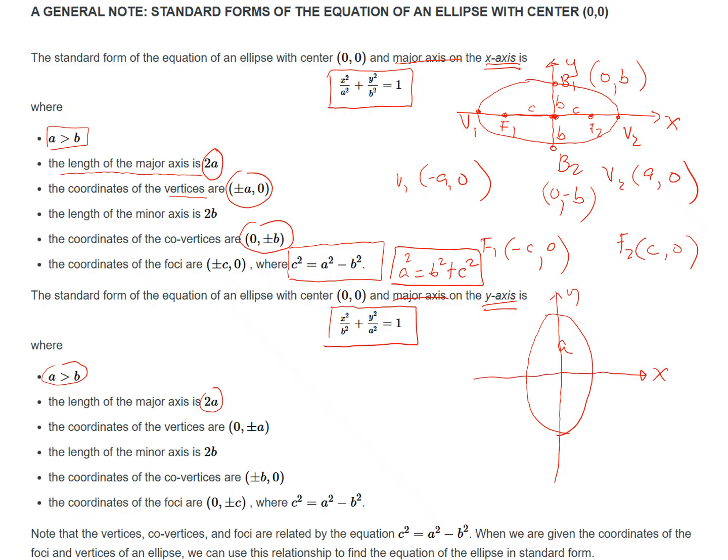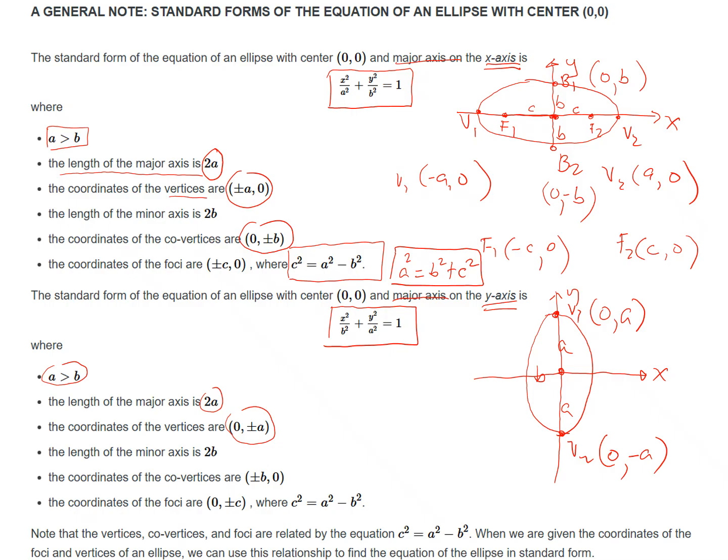So this is still a, and this is b. The coordinates of the vertices are (0, a) and (0, minus a). These are the vertices, v1 and v2. For the abscissa of v1, since this is on the y-axis, that is 0. And going up from the center, that is positive a. Below, the abscissa is still 0, and since this is below the x-axis, this is minus a.